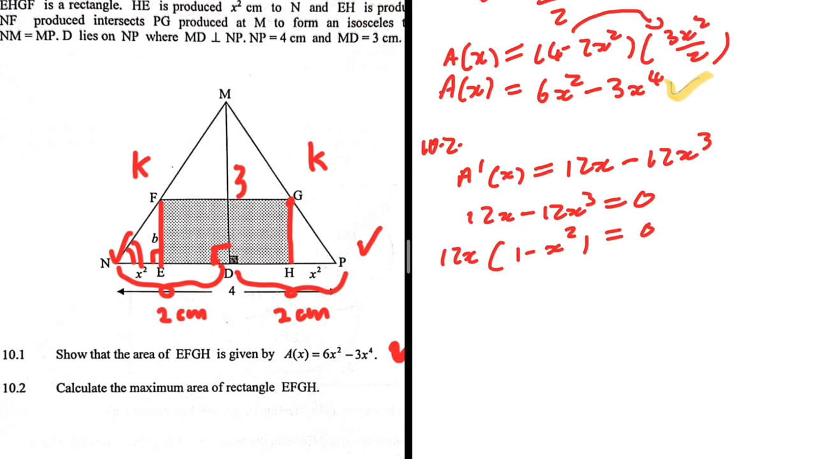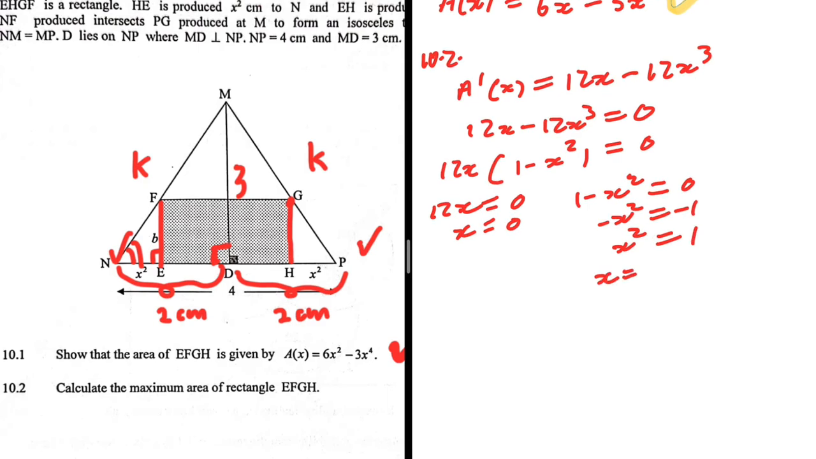So 12x is equal to 0. So here we are saying x is equal to 0, right? And then 1 minus x squared is equal to 0. So minus x squared is equal to minus 1. So we are saying that x squared is equal to 1. If you take square roots on both sides, x is equal to 1 or x is equal to minus 1.